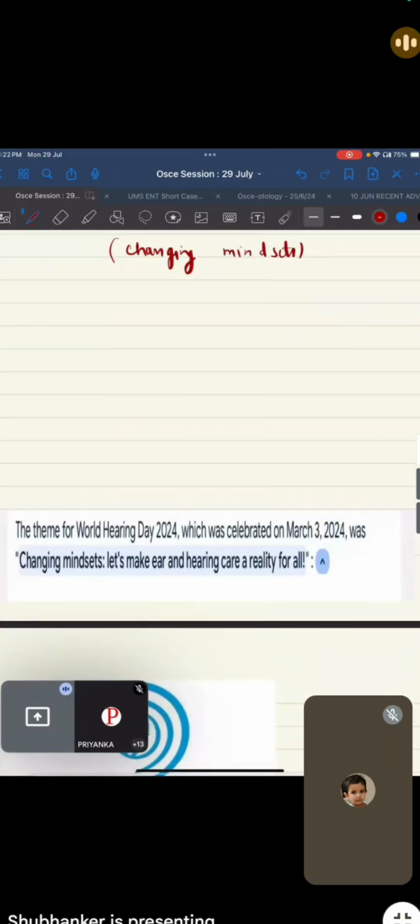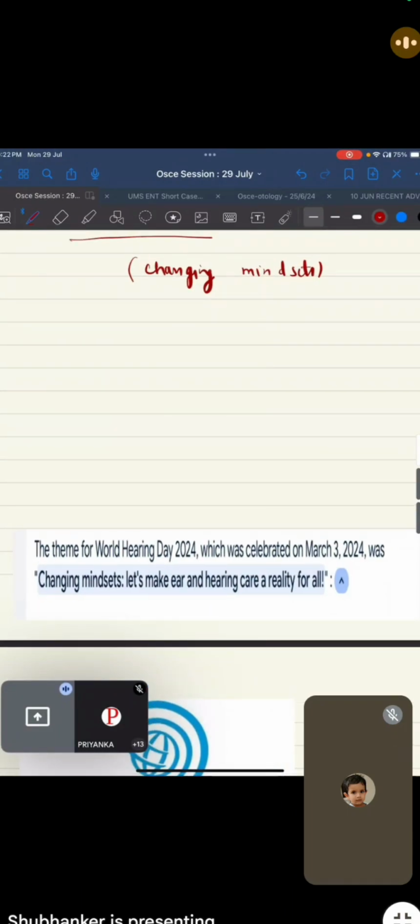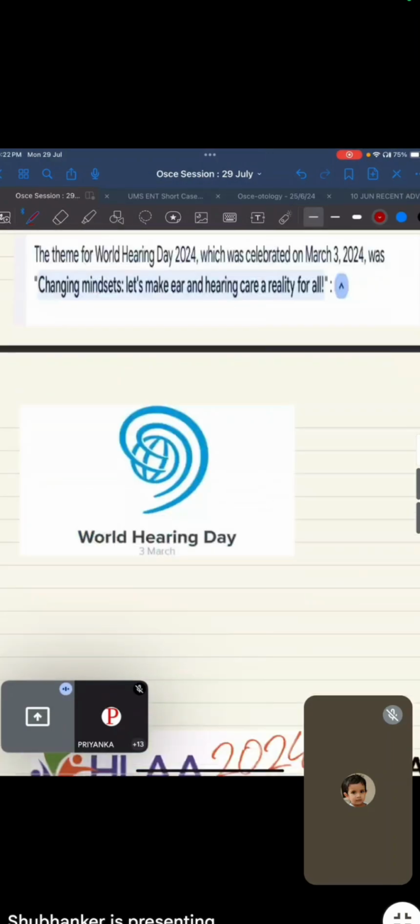For the exact full theme marks, it was: changing mindsets, let's make ear and hearing care a reality for all. So changing mindsets you should remember, and if you are able to remember the last continuing phrase, please remember it. Okay. So again, World Hearing Day, WHO has given this logo. They themselves give so many things and confuse everybody. So just try to remember this logo also.